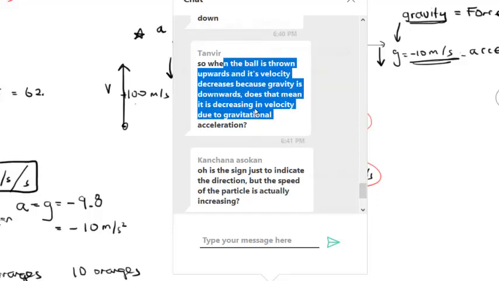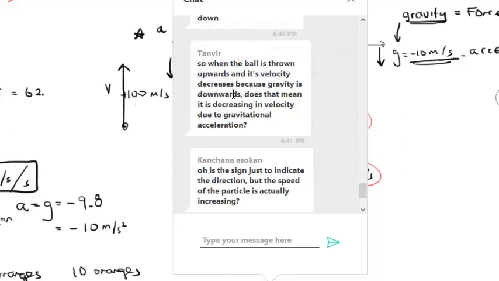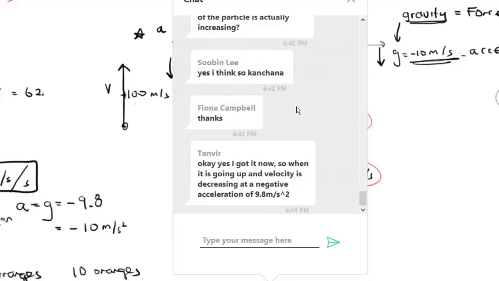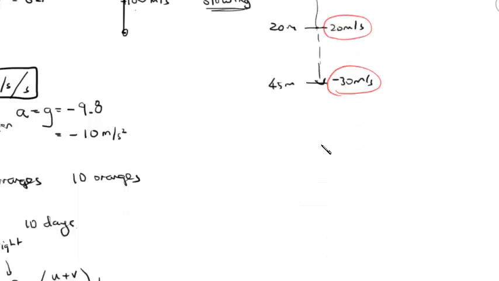Tanvir, when the ball is thrown upward and its velocity decreases because gravity is downward, does that mean it's decreasing velocity due to gravitational acceleration? Yeah, the velocity is decreasing because of the gravitational acceleration. Exactly. Kanchana, you're asking, is the sign just to indicate the direction, but the speed of the particle is actually increasing? Okay. We'll come back to that in a minute. Yeah, this part is correct. The sign is to indicate direction. Yes.